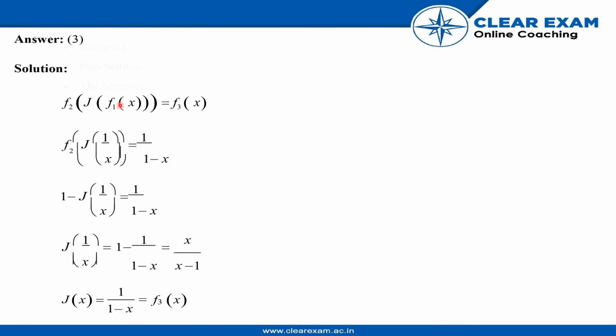So f2 of j of f1(x) equals f3(x). Putting the value of f1(x), f2 of j of 1 by x equals f3(x), which equals 1 upon 1 minus x. And solving this, now putting the value of f2(x), that is 1 minus x. So here x is j of 1 by x.